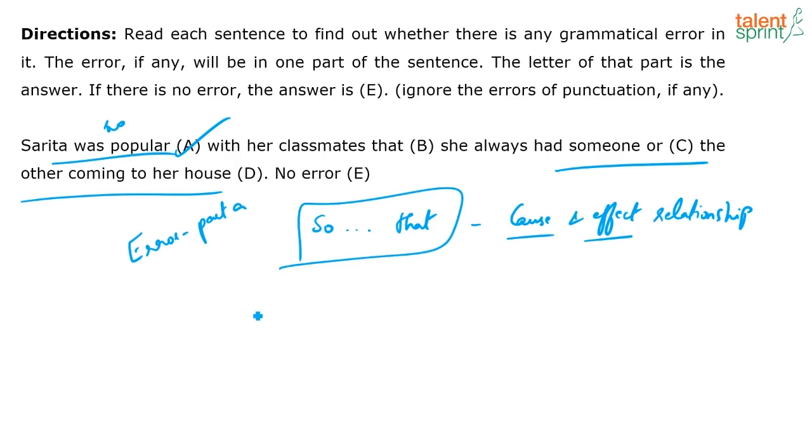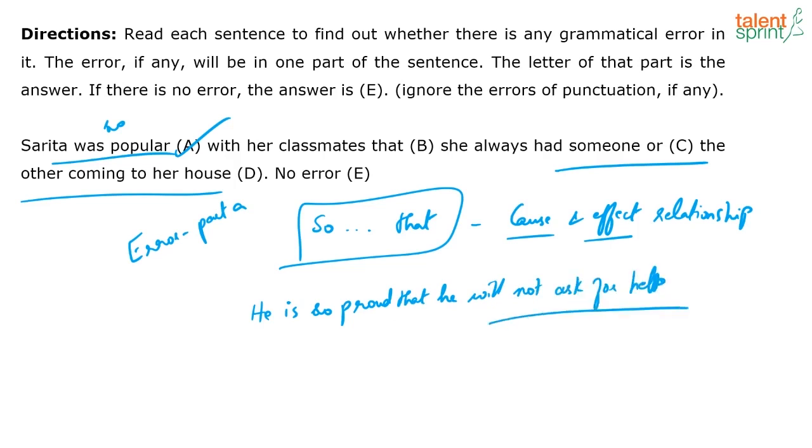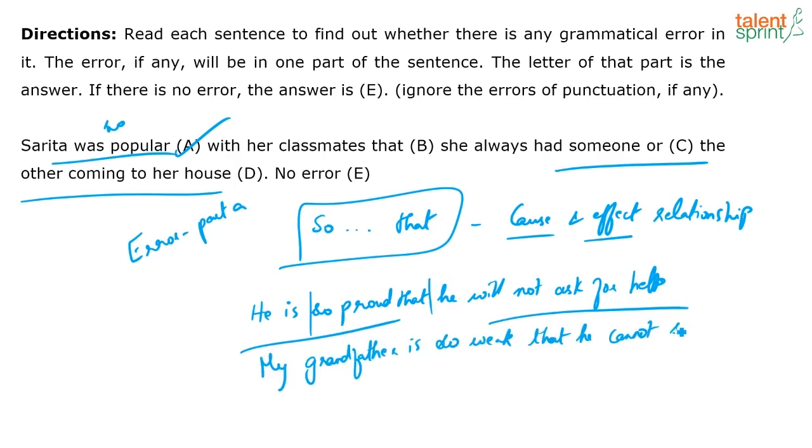Let's look at some more example sentences. He is so proud that he will not ask for help. Effect, he will not ask for help. Why? Because he is so proud. So that. Just some random examples for you to understand this construction. He cannot survive. Why? Because he is so weak. So that. Got it?